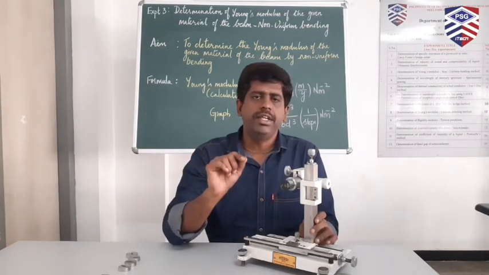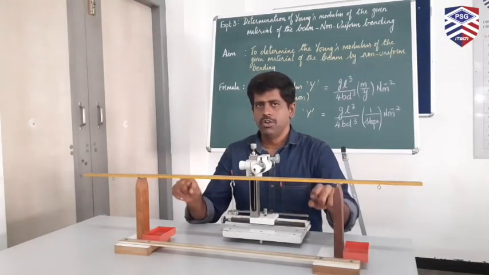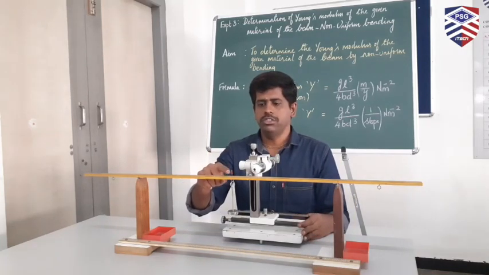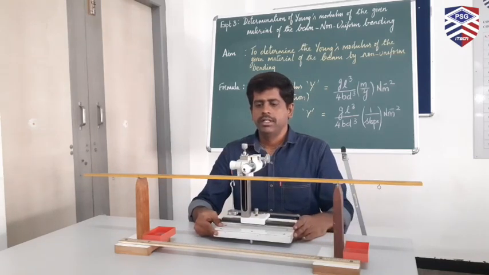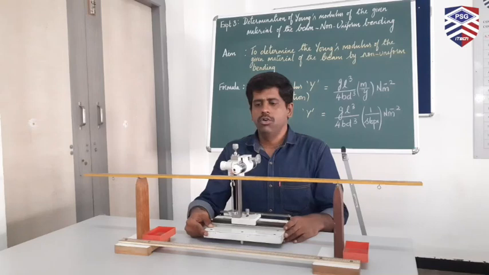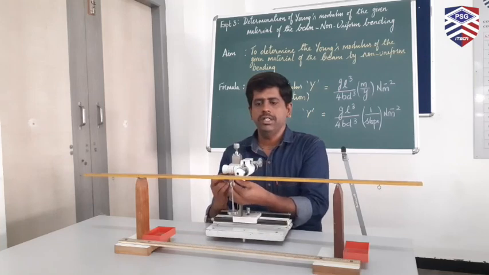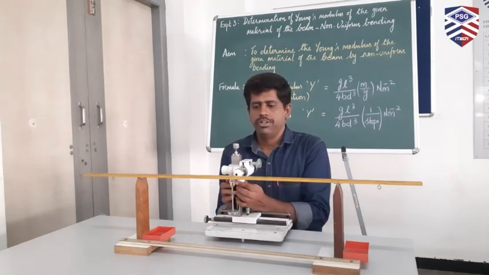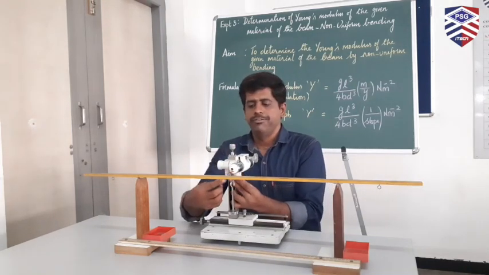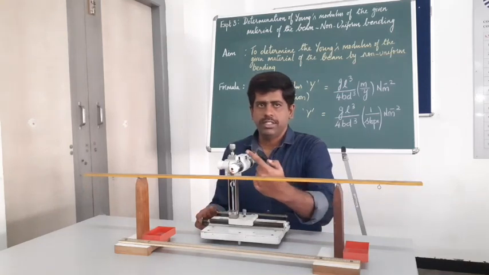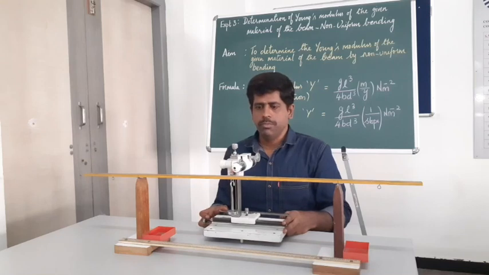0.001 centimeter. For calculating the depression of the cantilever using the non-uniform bending method, our prime focus is to focus the pin, for which I will be bringing this microscope very close to the pin. If it is positioned in the downward direction, you have to adjust and take it very close to the tip of the pin and fix this screw.